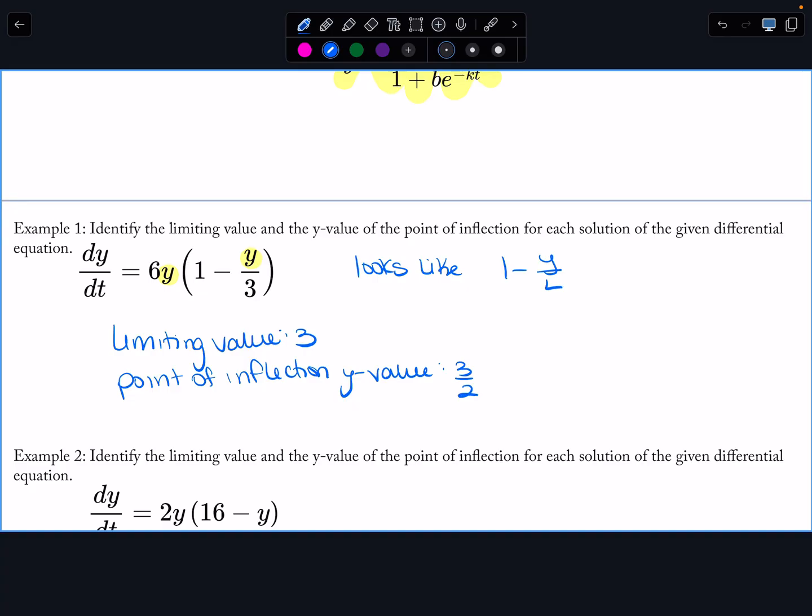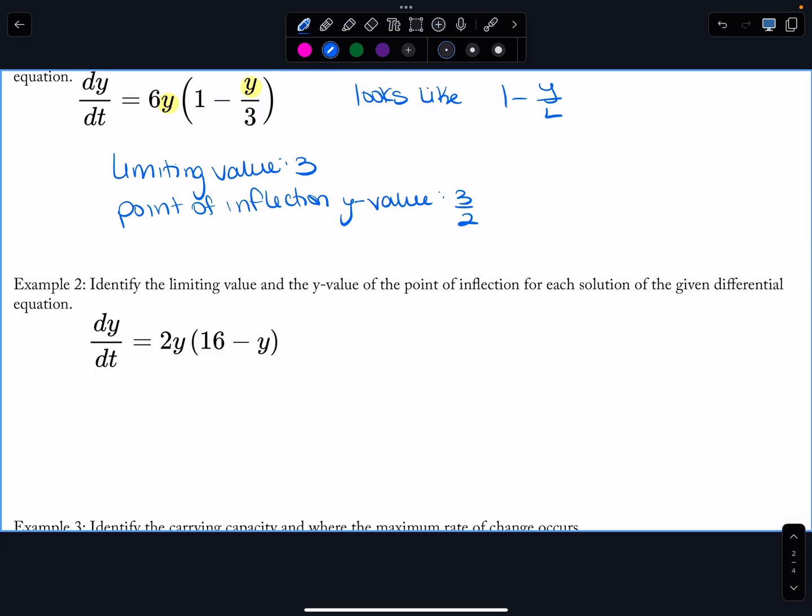Literally one of the easiest things in the world. But the hardest part is going to be that I might have to do some algebra so that I can figure out what my carrying capacity is, or what my max growth rate is.